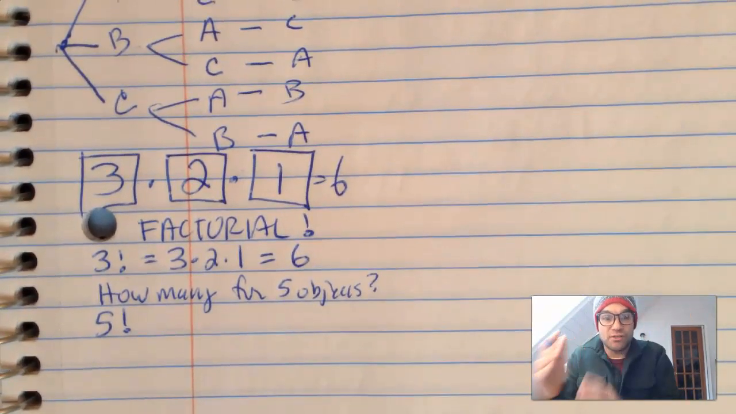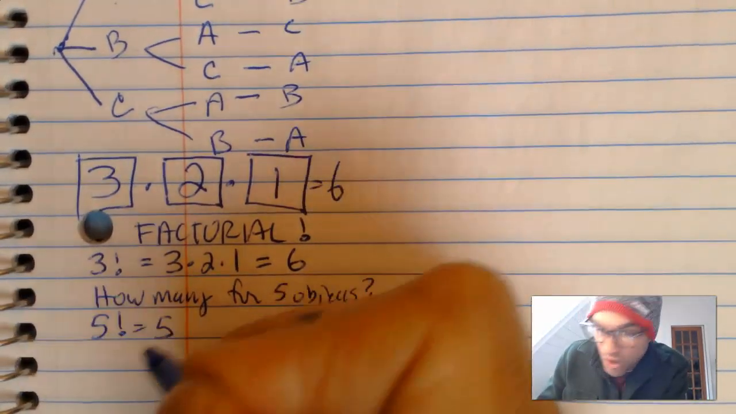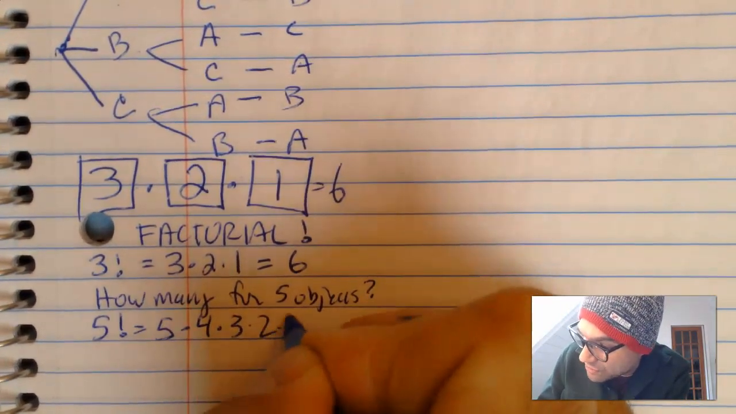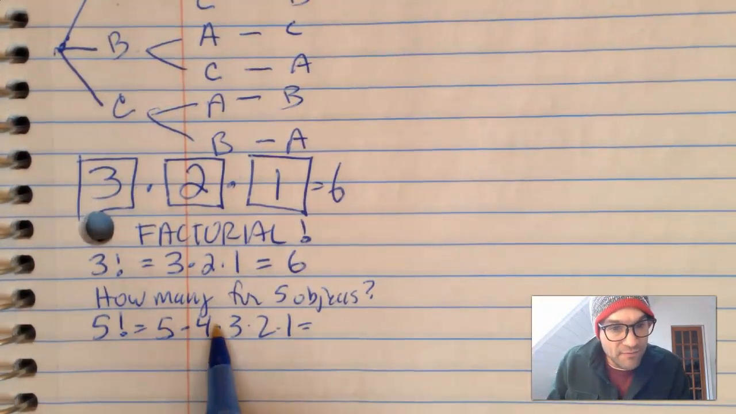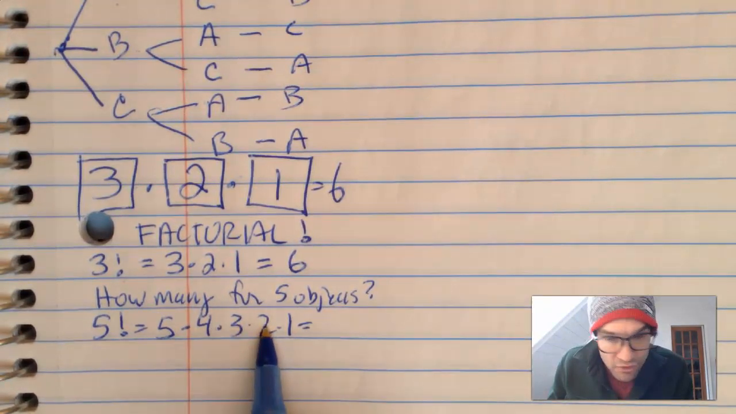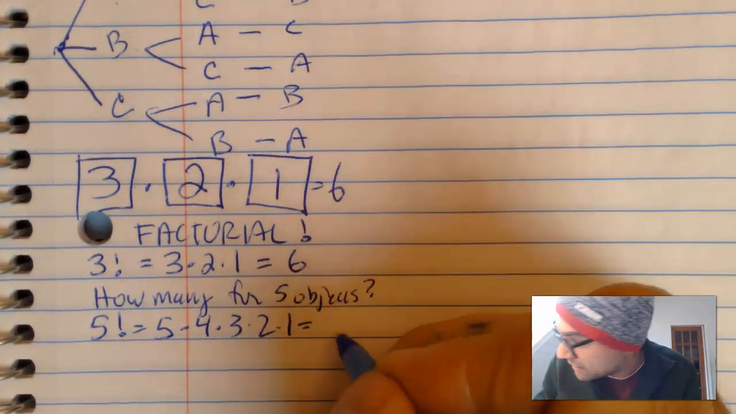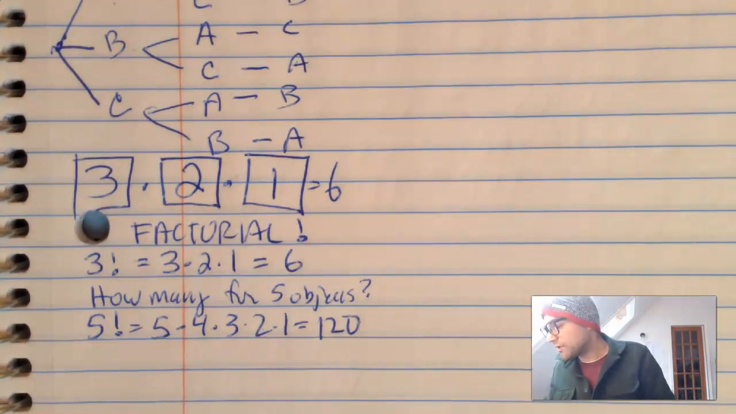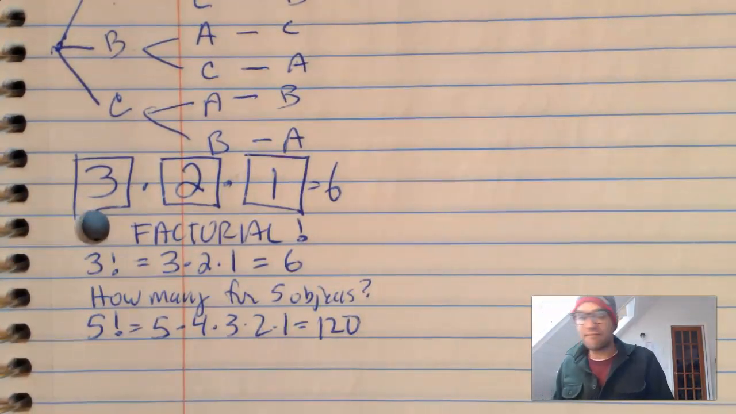There's 5 positions. You could put any of the 5 books in the first position, then there's only 4 left for the next, and then 3, and then 2, and then 1. And 5 times 4 is 20. 3 times 2 is 6. 6 times 20 is 120 ways. There's 120 ways to arrange 5 books.